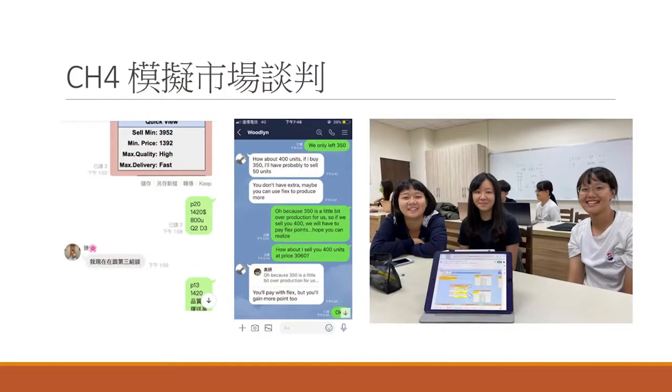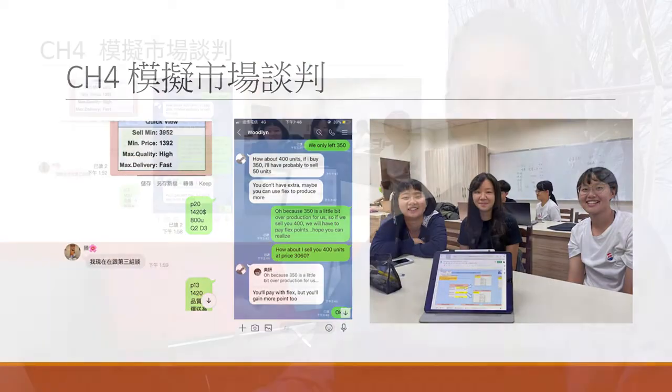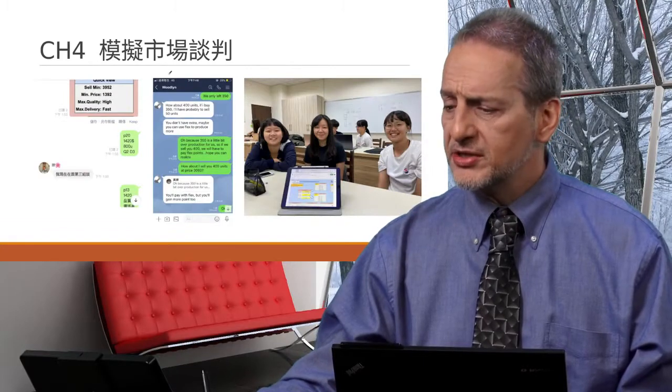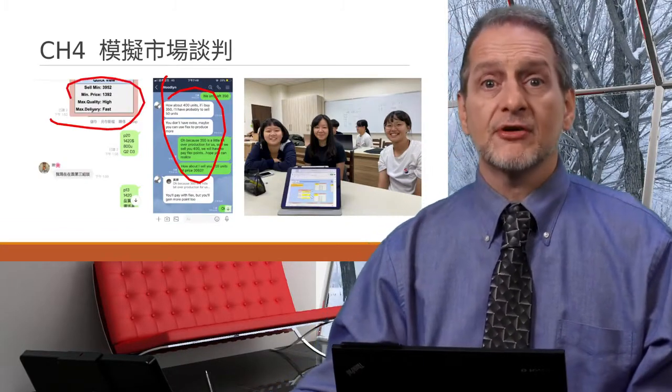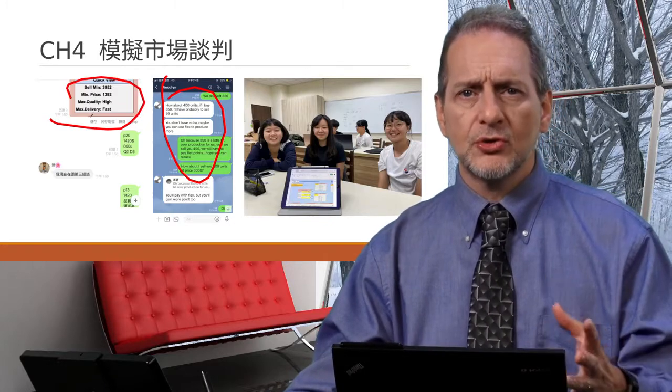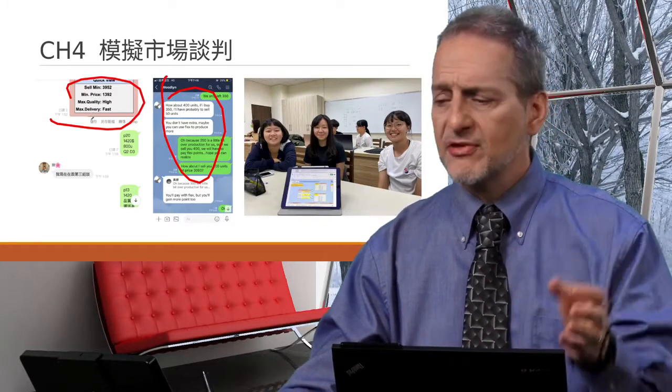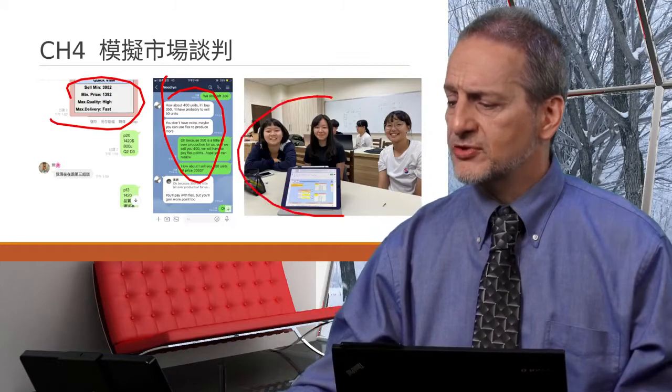Here's an example of students participating in the class, and you can see where they're using Line or other texting software to talk to each other, such as here. And then sometimes they do screen captures of the simulated business negotiation, and they can share that with each other. And here's an example of students working.